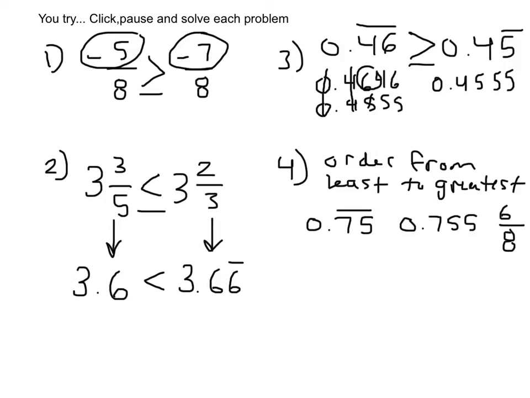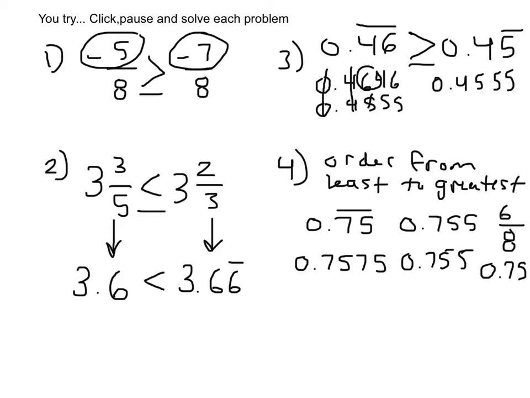Number 4, order these 3 numbers from least to greatest. They're all really close together, but one of them is written as a fraction. So it would be helpful to write them all in the same form. So this one I want to look at more closely. It's 0.7575 repeating. This one is 0.755. And 6/8 is also 3/4, if I reduce it. So it's 0.75. And it terminates. It ends.